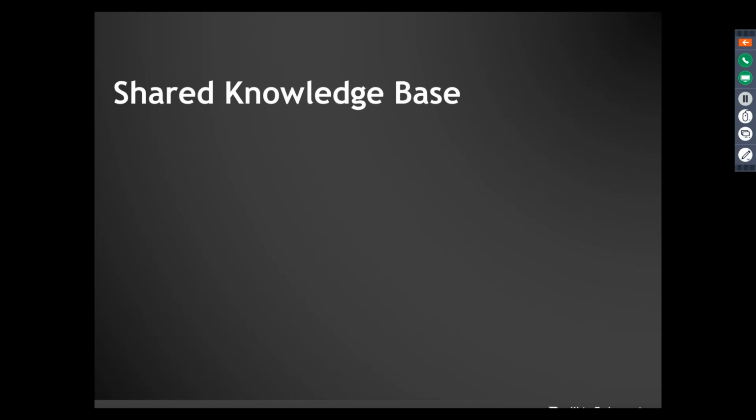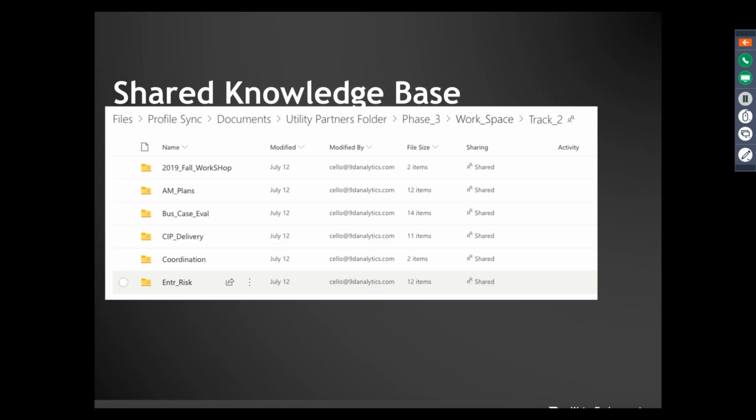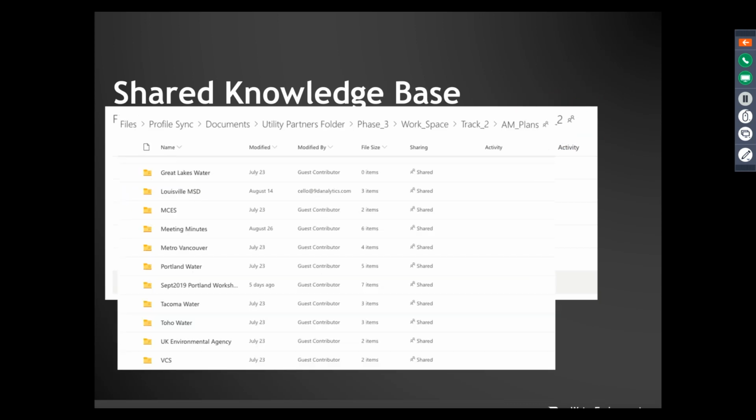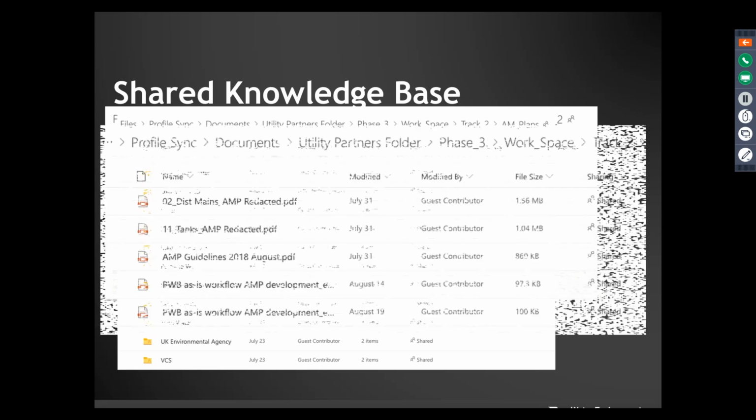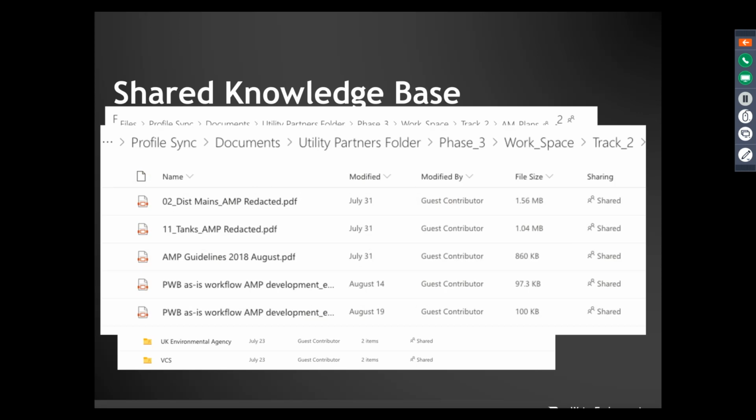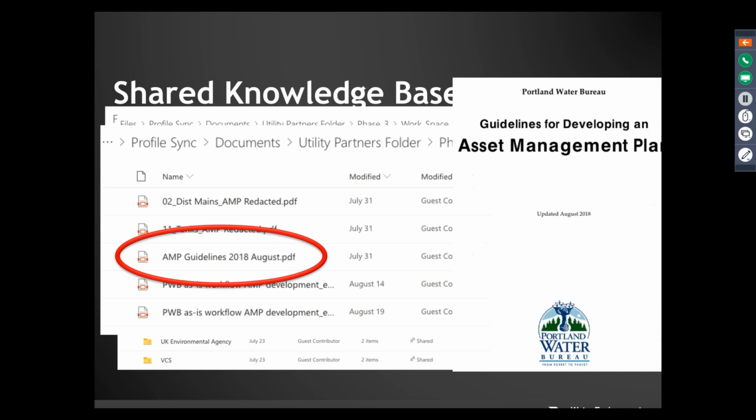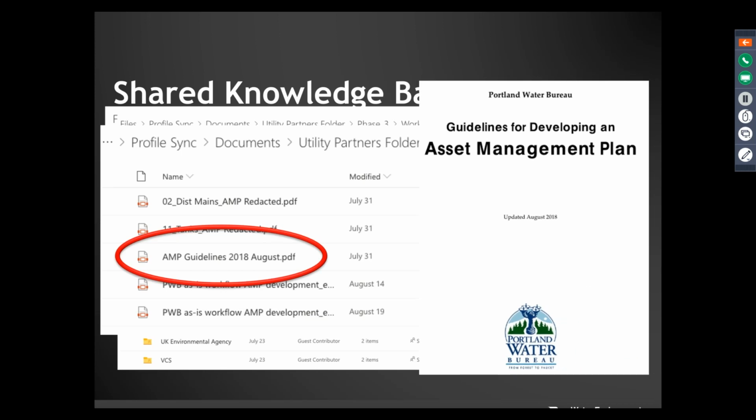And a very important aspect of this project is the shared knowledge base. And that is of artifacts and examples. The project OneDrive site contains this documentation from Track 2 and includes all the examples and artifacts and all the mapping that is collected from utility partners. Such as the guidelines for developing an asset management plan from Portland Water.